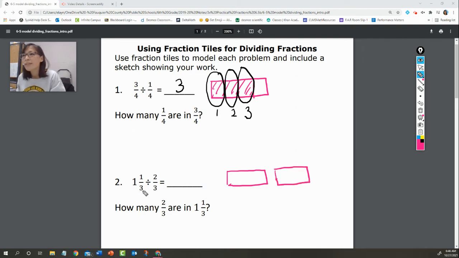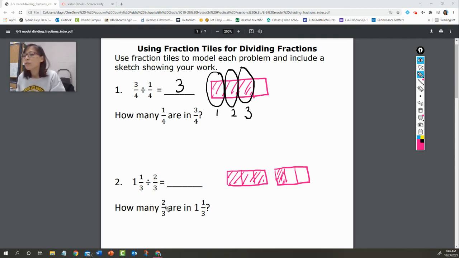I need to divide them up into 3 sections. So I'm going to divide this up into 3 sections and this up into 3 sections. And then I'm going to shade in an entire tile. And I also can shade in another 1/3, so just one of these pieces out of this second whole.